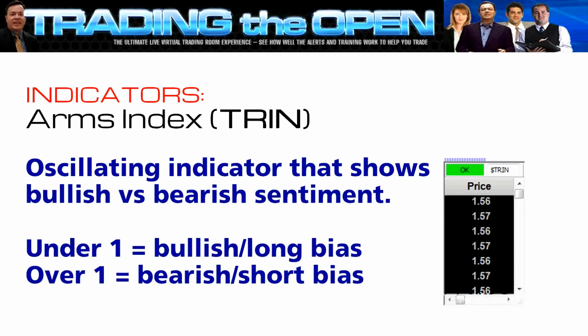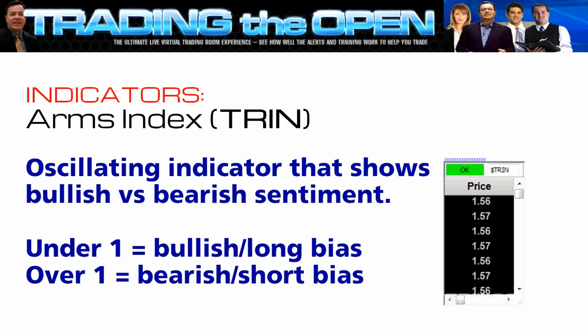If the TRIN is over 1, I don't want to do a lot of long trades. And if the TRIN is under 1, I don't want to do a lot of short trades. I want to go in trend of the trend. And along with the VIX and the tick and the futures and the rest of it, it's one of the core indicators that you want to make part of your approach as a professional trader.